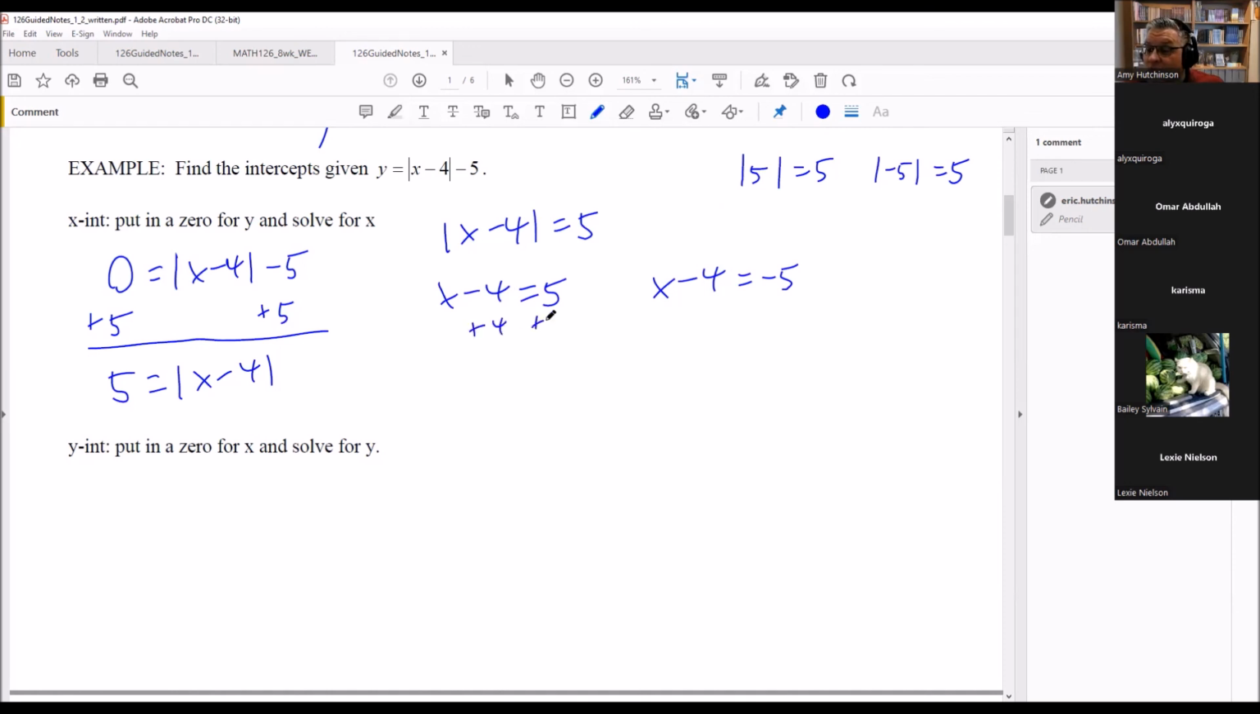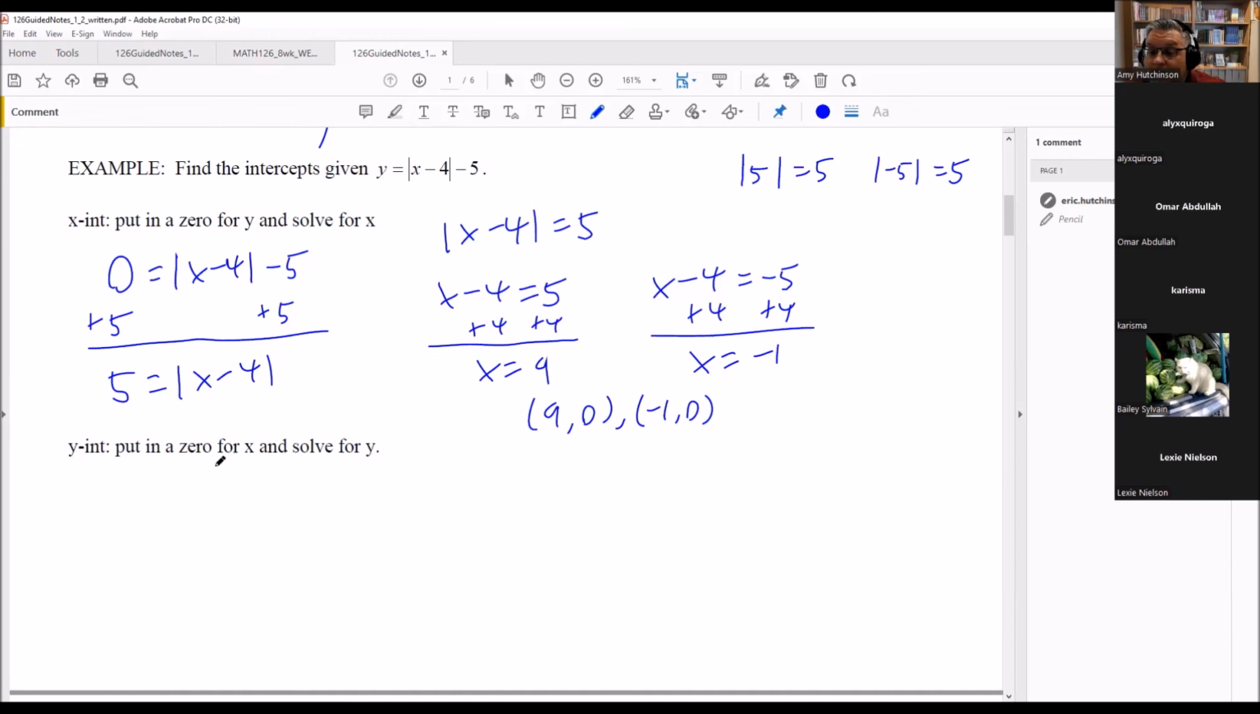Let's go ahead and solve this by adding 4 to both sides. Oops, let's do one at a time. We'll do this one first. X equals 9. If I add 4 to both sides here, then I get -1 for that one. And so now I get two different answers. Of course, if there's a 0 in there for y, that means I'll write my answer as 9, 0 and -1, 0. So this time I get two x-intercepts for this particular one. So 9, 0 and -1, 0 are the answers for this.